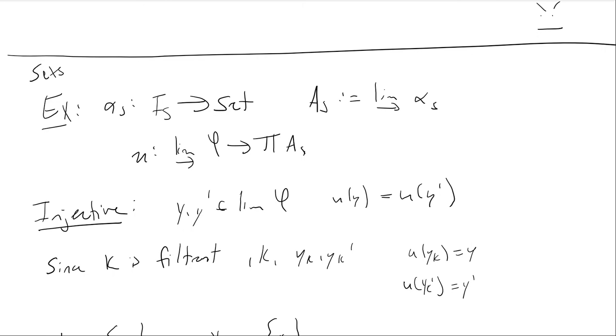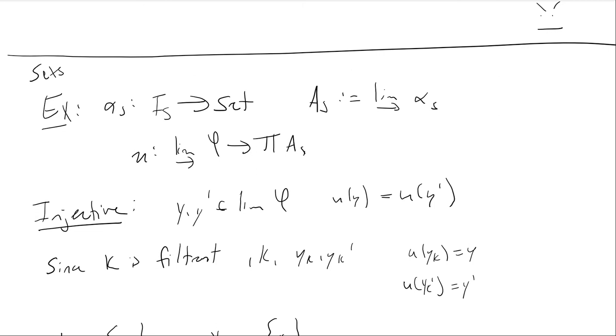So I start by taking a y and a y prime in the limit, and I assume that they have the same image under this map U. Oh, I didn't explain my notation. I have my family of functors alpha s, each going to set. And then big A_S is just the limit over these s's. And then U is the object we're interested in. It's this limit of phi, happening up on the level of K, the big object, into this product of all of these limits. So U is the thing we need to establish as a bijection.